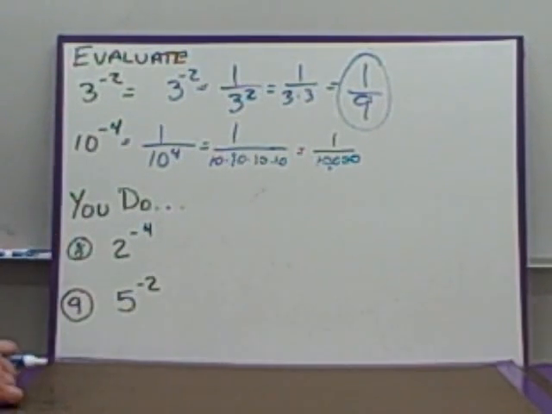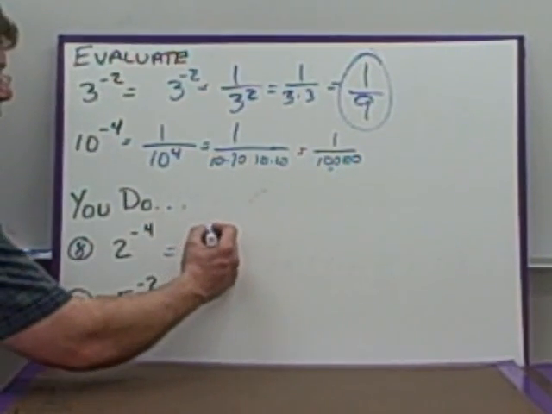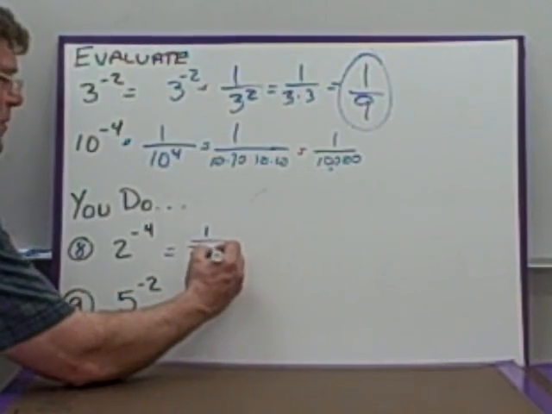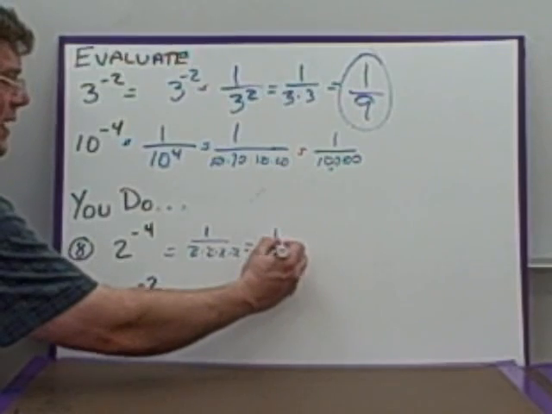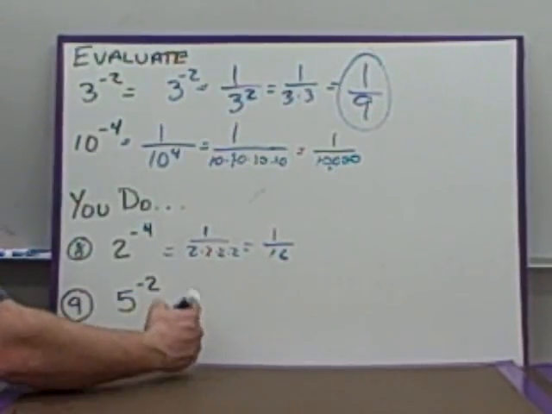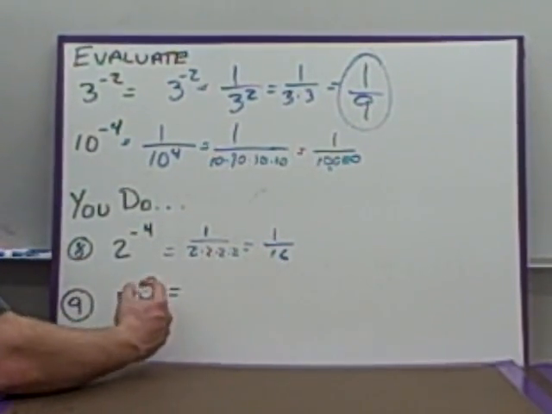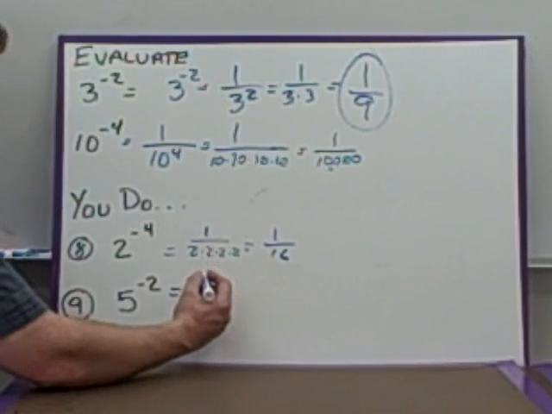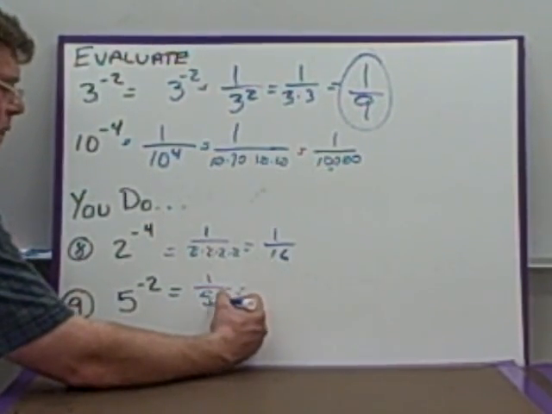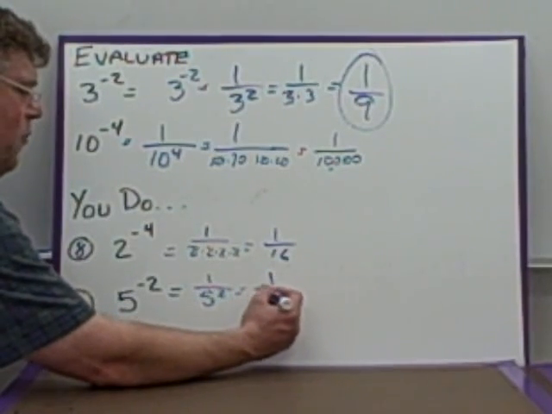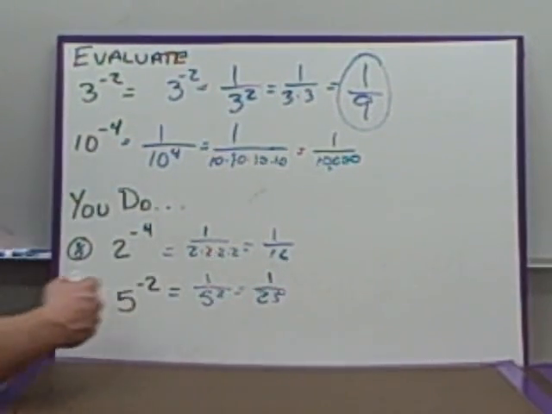Pause the video, give these next two a try. Welcome back. This one's going to be 1 over 2 times 2 times 2 times 2, which we know is going to be 16. So 1 over 16. 5 to the negative 2 is 1 over 5 squared, which is 5 times 5 is 25, so you get 1 over 25.